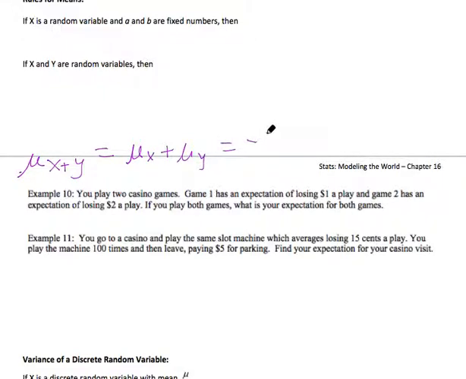So we have -1 minus 2 is equal to -3. So the expectation for both games is that I'm going to lose $3. Now you might think, well, that seemed pretty obvious, but the problems get a little bit more complicated. So you need to decide, is it really okay that we can just add the expected values together? And in this case, yes, it is.